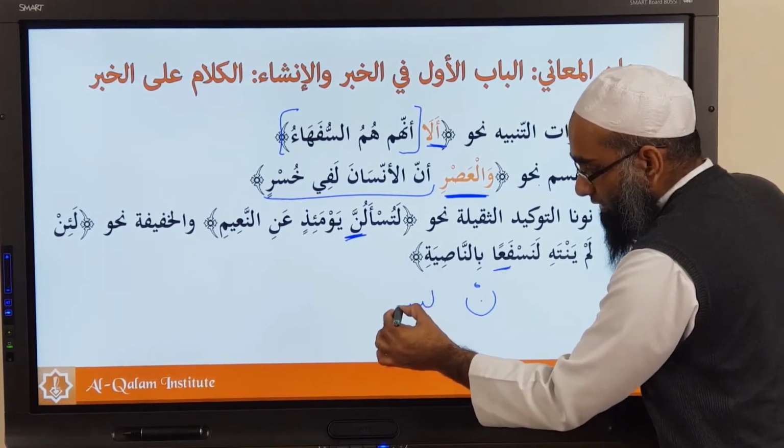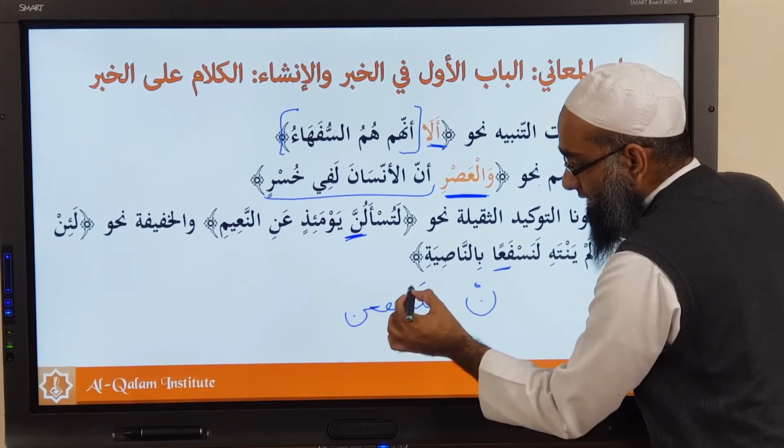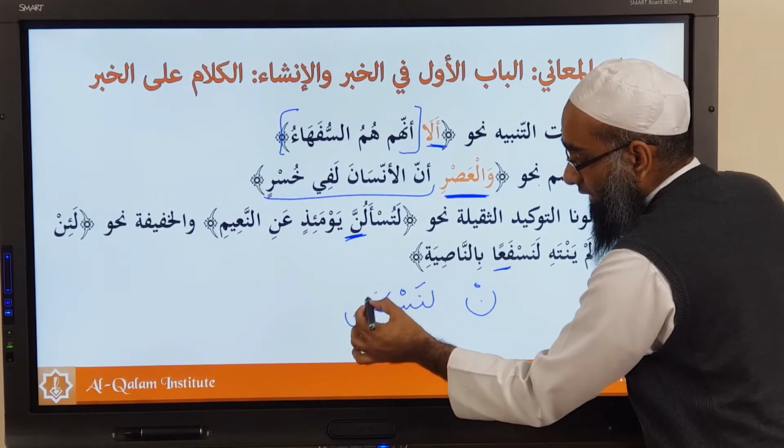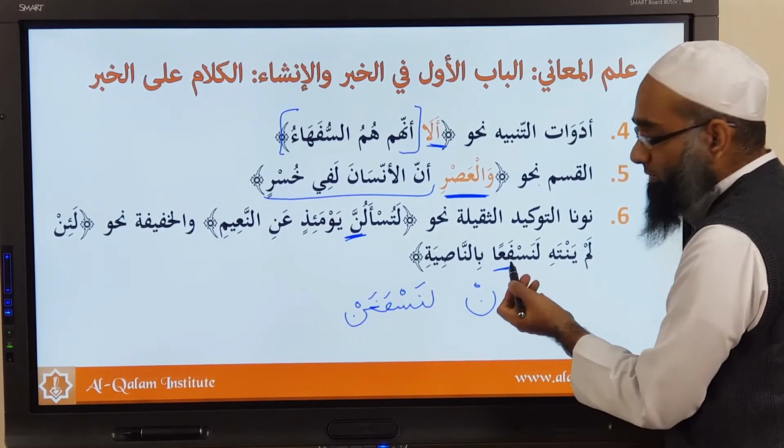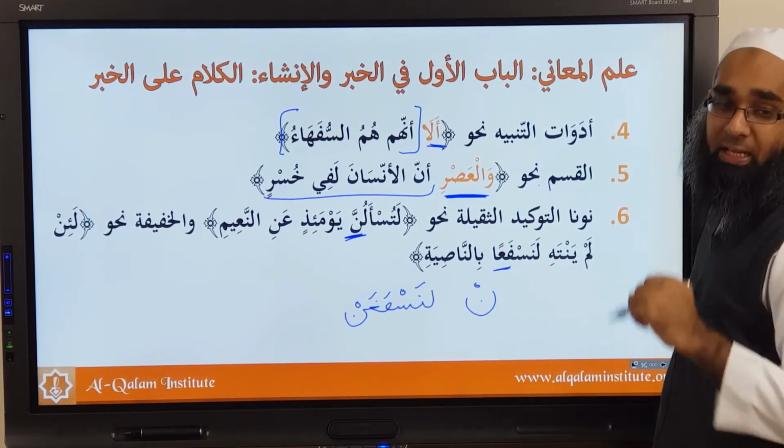So when you see it in normal books, it comes like this, lanasfa'an. But wherever it comes in the Quran, it comes as nasfa'an. That's how it's supposed to be. But in the Quran, it comes as what? With an alif and a tanween, a double fatha.